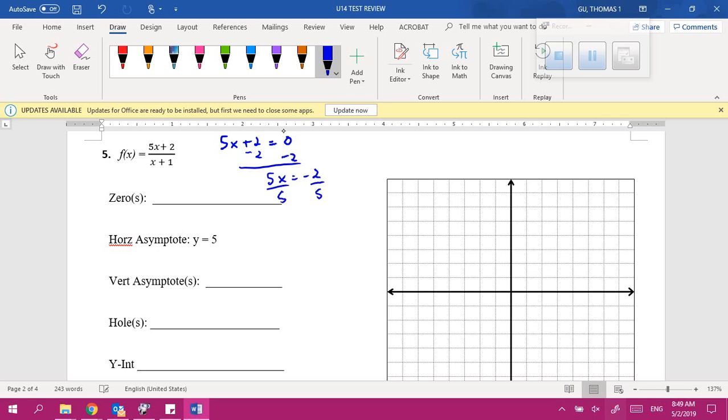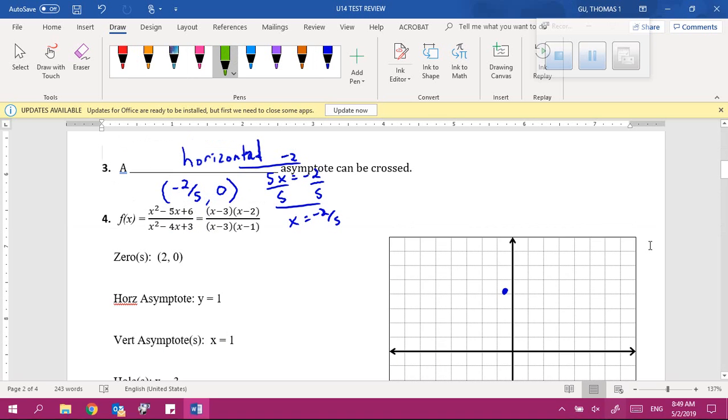Divide by 5, and x equals negative 2/5, which means my 0 or my x-intercept is negative 2/5 comma 0. So that is about right here. Alright, the horizontal asymptote is y equals 5.